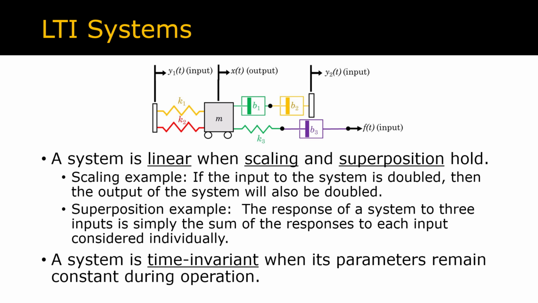A system is also time invariant when its parameters remain constant during operation. This system behaves today as it did yesterday and will behave the same way tomorrow, next week, a year from now, and so on and so forth. That's what makes a system time invariant.